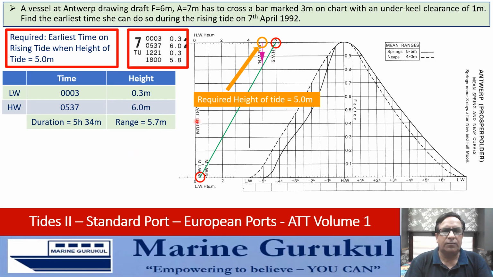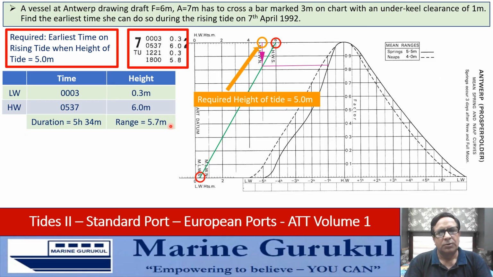Now we have a look at whether to use the neap curve or the spring curve. Our range is 5.7 meters, which is higher than the spring range. And if you remember, extrapolation is not allowed. If the range happens to be more than spring range, you shall use the spring curve. If the range happens to be less than neap range, then the neap curve has to be used. So in this case, we shall be using the spring curve.